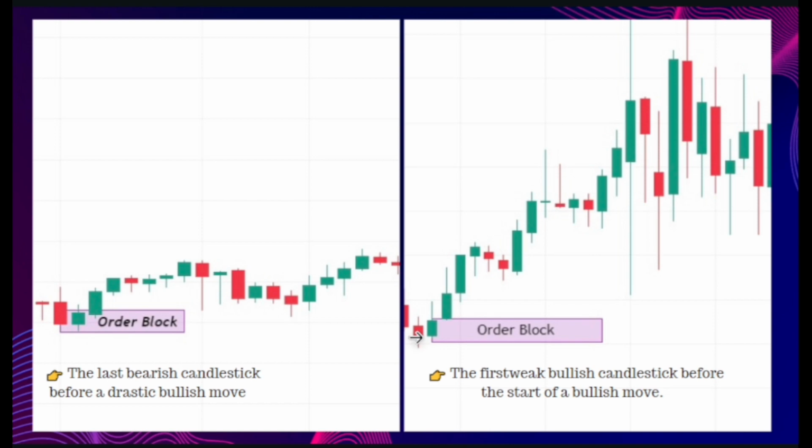The same concept applies to the bearish scenario. So we have two scenarios. First, the last bearish candlestick before the heavy move, which is the first. The second one could be the first weak bullish candlestick, as we can see here, our order block. So these are the two scenarios. This works vice versa. This example is for a bullish scenario, but vice versa too for the bearish candle.